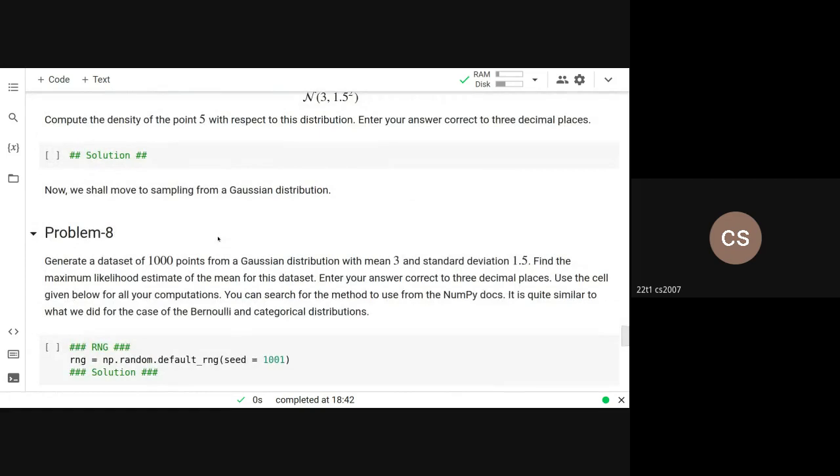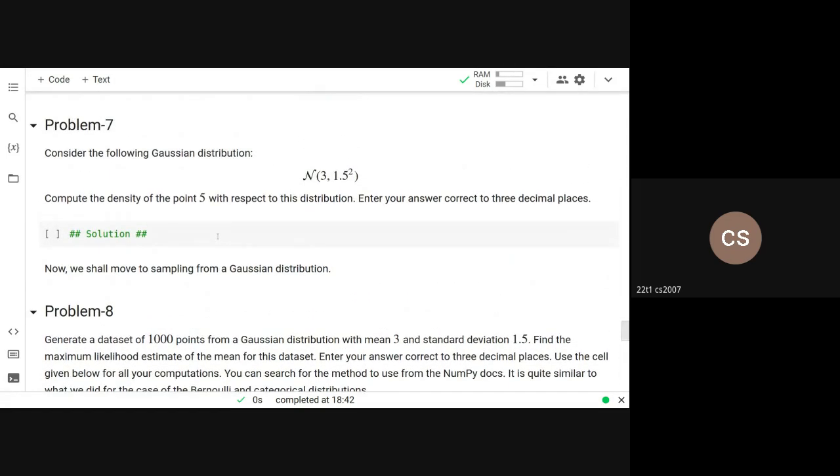Okay. So now we move to the Gaussian. This is available later for our reference, right? Yeah, because YouTube is not running. Yeah, this is available.